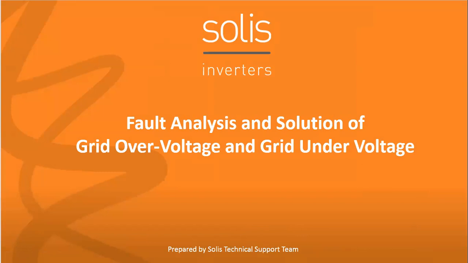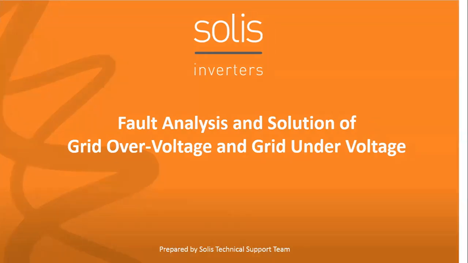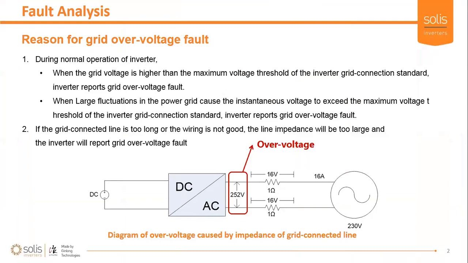Moving forward, we will start with the fault analysis and solution of grid over voltage and grid under voltage. How does the fault analysis occur? Here is the reason for grid over voltage. During normal operation of the inverter, when the grid voltage is higher than the maximum voltage threshold of the inverter grid connection standard, the inverter records a grid over voltage fault.